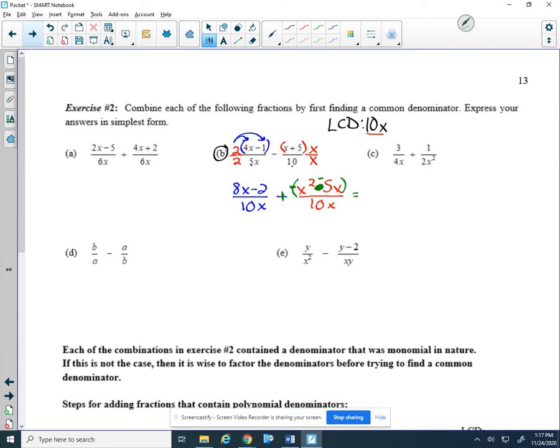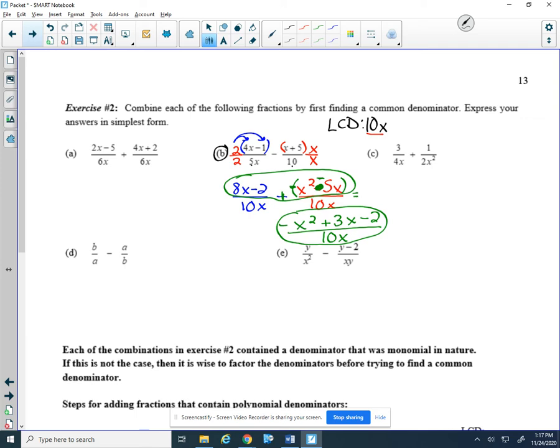I'm going to write my highest powered terms first. So in my numerator, when I put all of this together, I have negative x squared. 8x minus 5x is 3x. And then minus 2, and that's all over the LCD of 10x. So I suggest after this one, pause the video, try these remaining 4. I'm going to do them pretty quickly, but you can come back when you're ready.